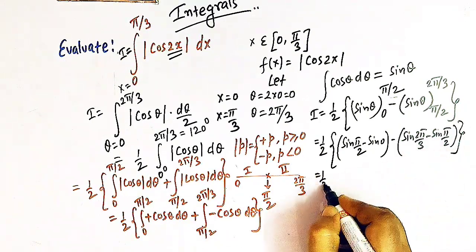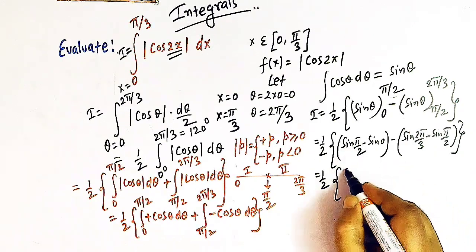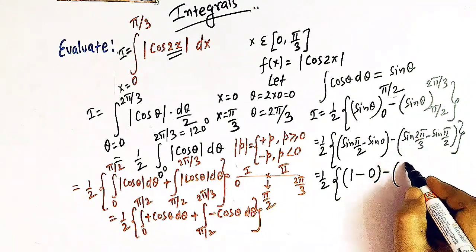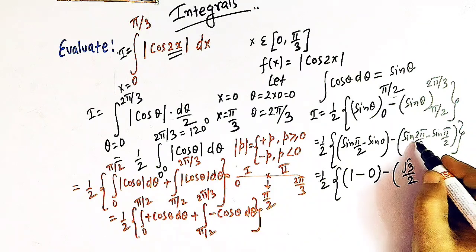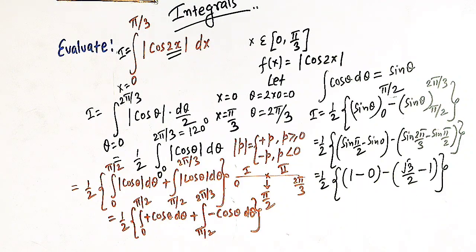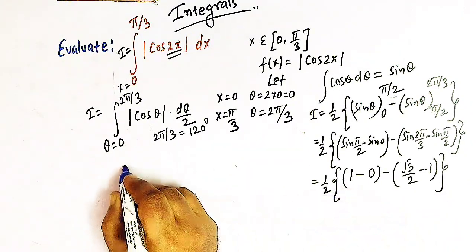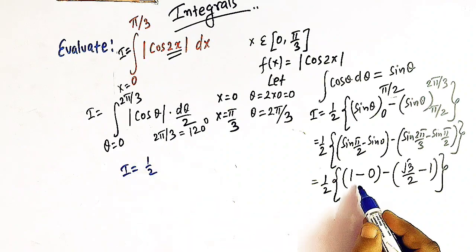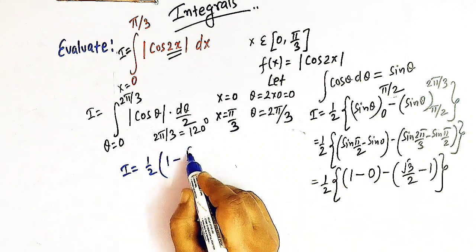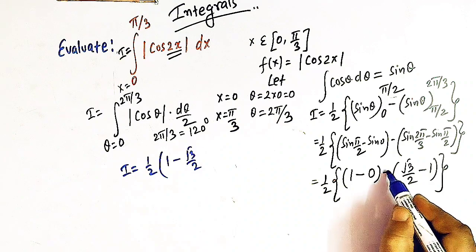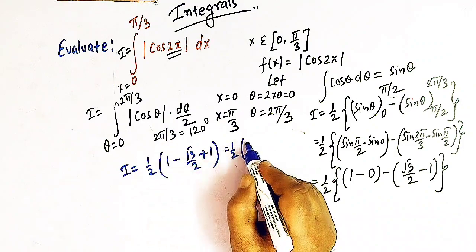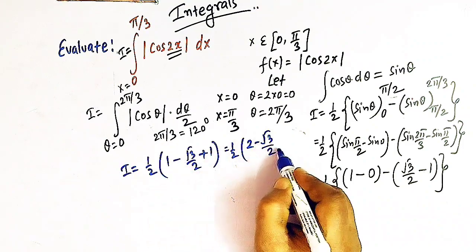And now we can write the values: sine pi by 2 is 1, sine 0 is 0, then sine 2 pi by 3 is square root of 3 over 2. These are the simple values. Sine pi by 2 is 1. So here we can simplify this expression. So we have half, 1 minus 0 is 1. Then we have minus square root of 3 over 2, minus and minus plus. And this is half. 1 plus 1 is 2, 2 minus square root of 3 over 2.